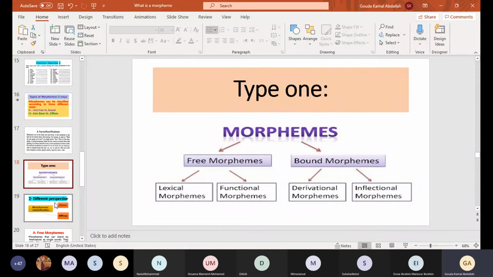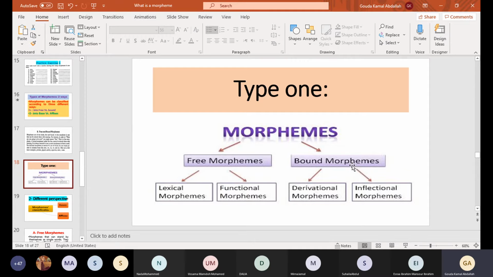One subcategorization of morphemes is that we have free morphemes versus bound morphemes. In free morphemes, we have lexical and functional morphemes. And in bound morphemes, we have derivational and inflectional morphemes. And this subcategorization will be handled later on in our coming classes.